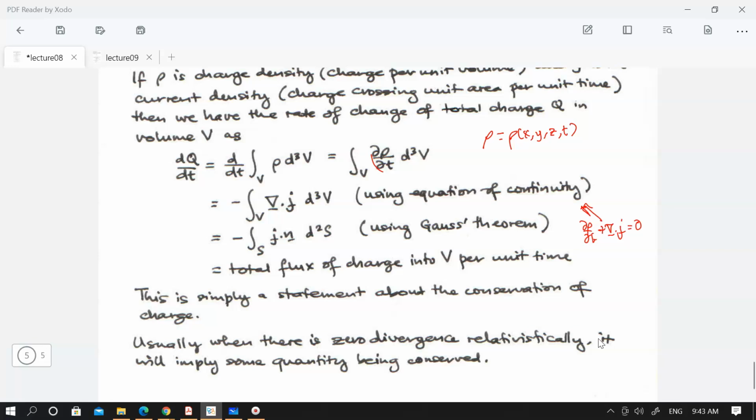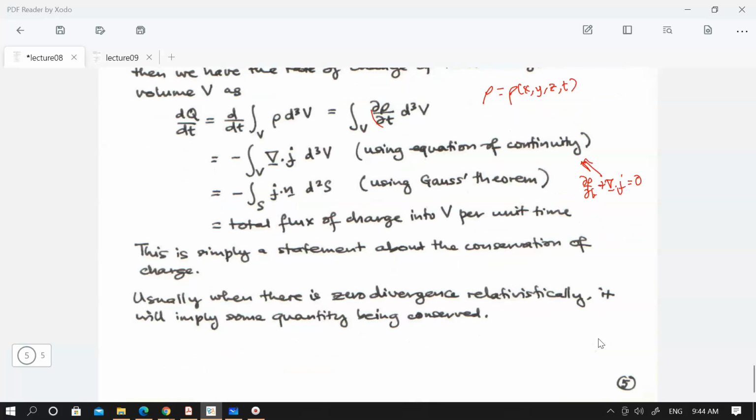There is a way to show this in a more concrete way, how to show this as a conservation of charge by considering the four-dimensional integral instead. But I think we'll leave that to the classical fields later on.